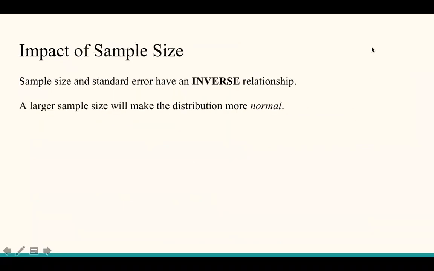So sample size has a huge impact on your standard error. This is one relationship that you just want to remember, that they have an inverse relationship. So as your sample size goes up, your standard error will go down. And as your sample size goes down, your standard error will go up. So this also means that a larger sample size will make the distribution more normal, because as you think about it, as your sample size increases, the less variability you have in your observations. So the more normal your distribution will be, and the smaller your standard error will be as well, since there's less variability with more observations.